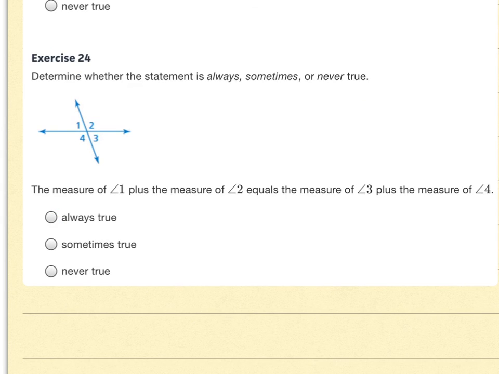And number 24, the last one here, says the measure of angle 1 plus the measure of angle 2 equals the measure of angle 3 plus the measure of angle 4. So angle 1 and angle 2, if I add them together, because they're adjacent and together form this straight angle that I'm marking here in purple, I know that angle 1 plus angle 2 has to be 180 degrees. They form a straight angle.